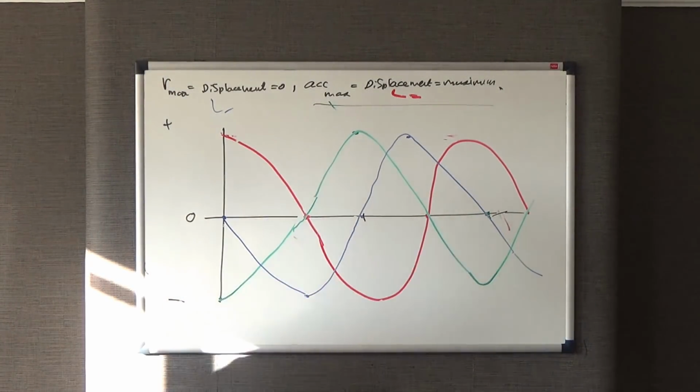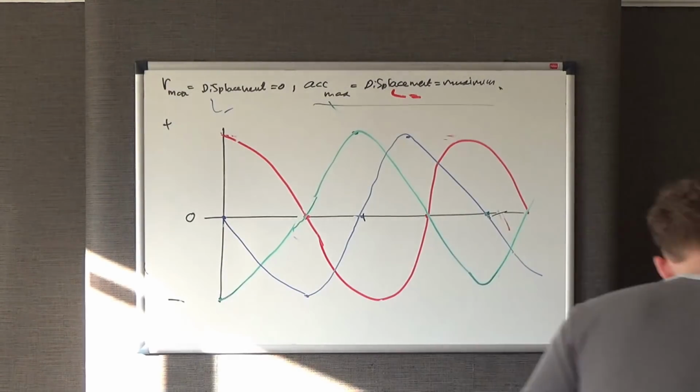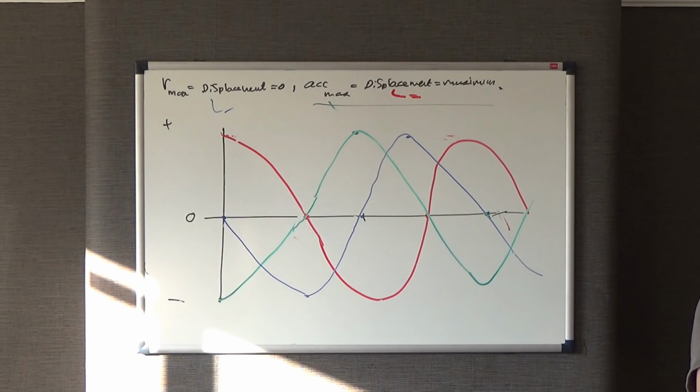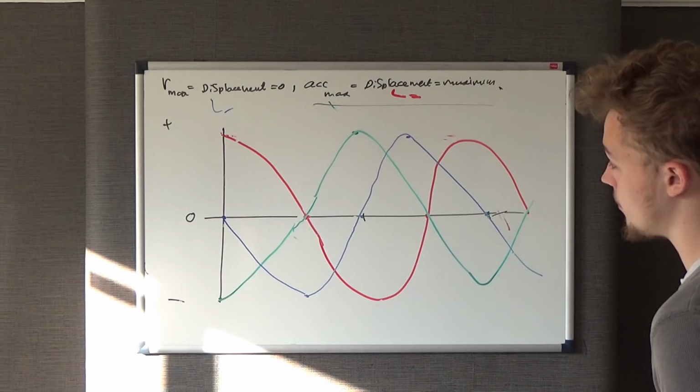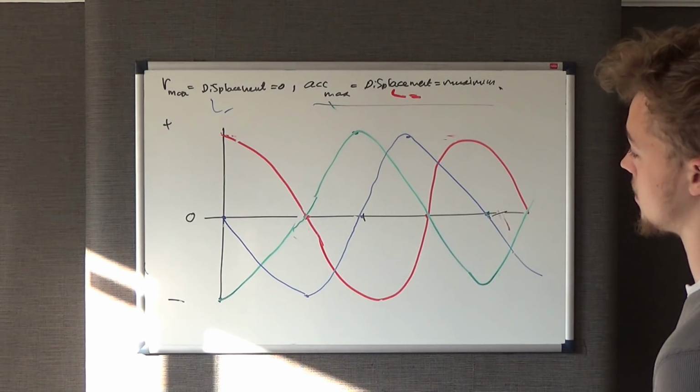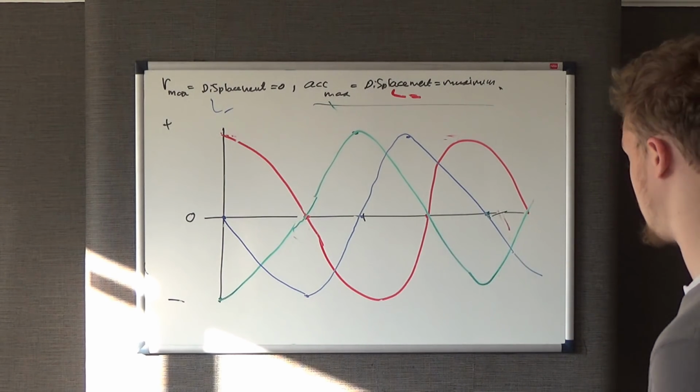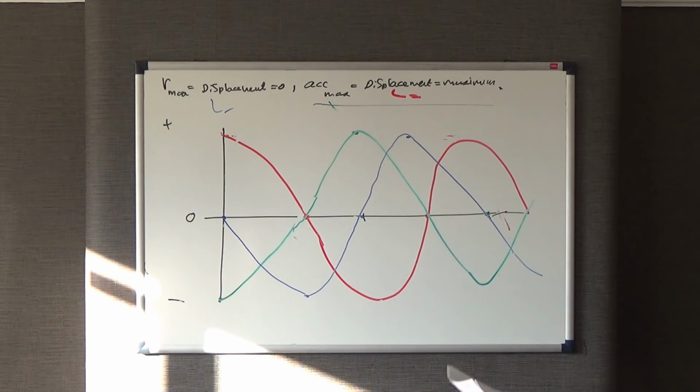Right, is there anything else? It says that the velocity is the gradient of the displacement-time graph. So basically, the velocity is the gradient of the displacement graph. You don't really need to, it's just easy to remember it like that. Okay, so that's the simple harmonic motion of a pendulum.